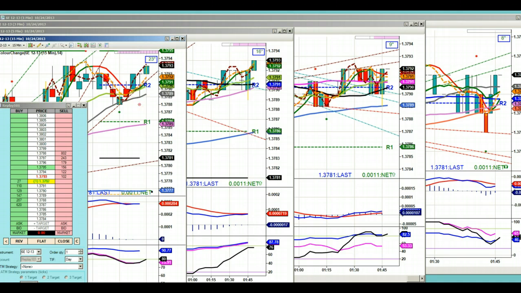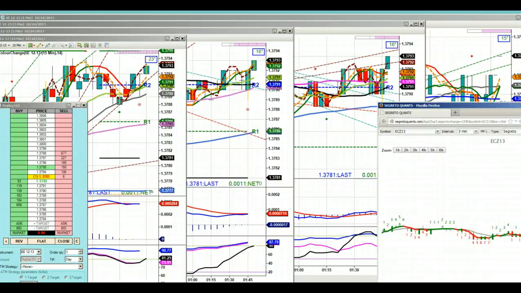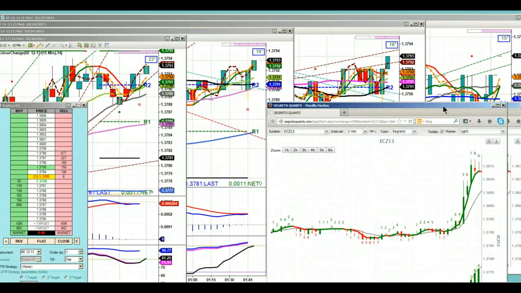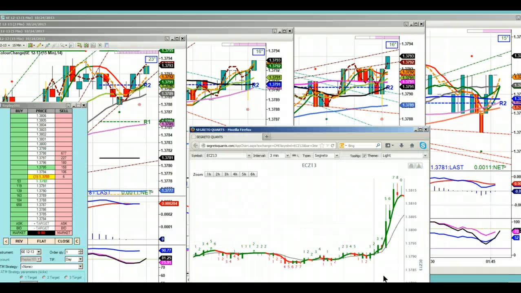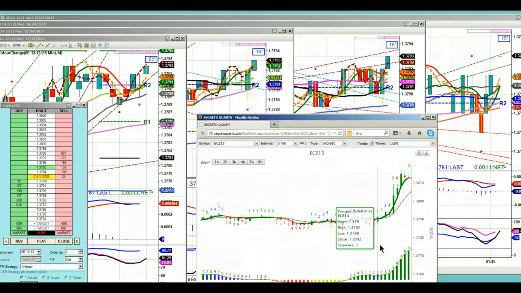Now if I look at my Segredo chart, my 3-minute chart, you will notice, I'm just going to scrunch this a little bit so you can see it better here. You will notice that by 1:45, I've already got my number 1. Okay, and it kind of looks fuzzy on the 1-minute chart. So let's just pause it here.